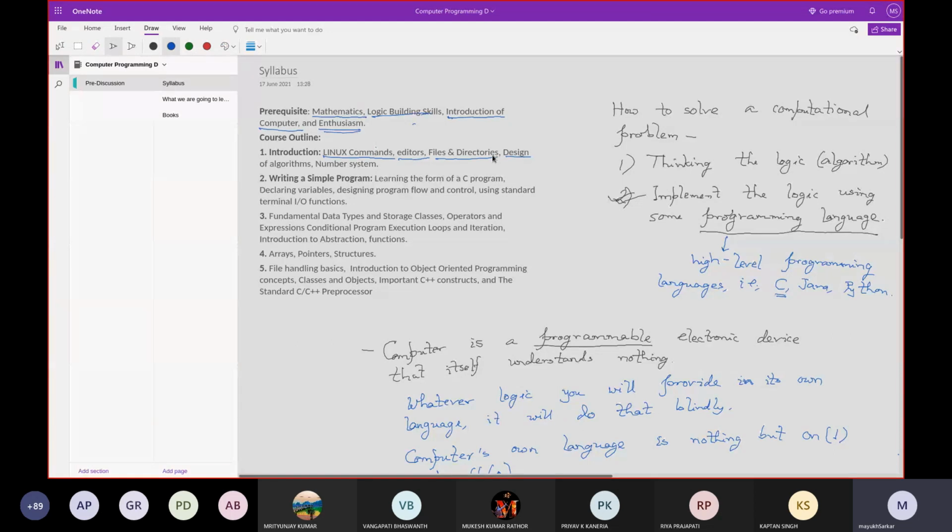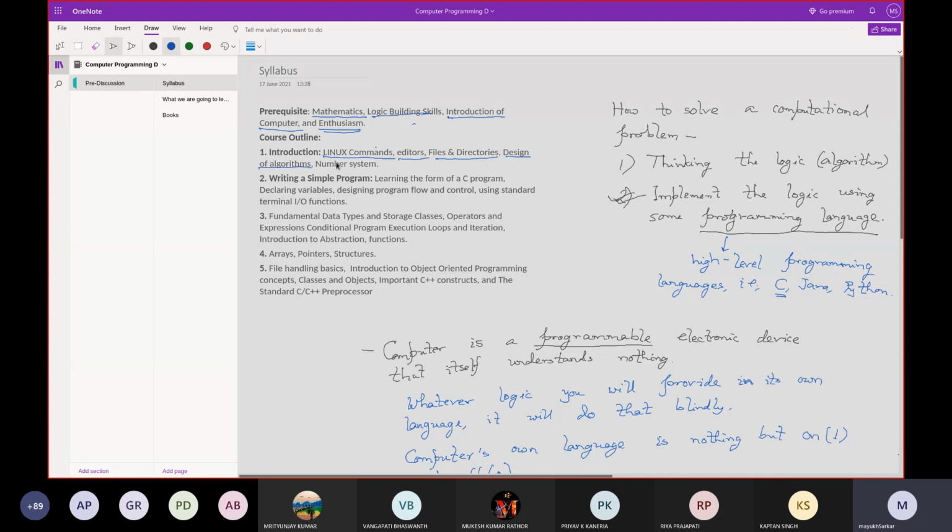Eventually, how everything inside the computer works. Okay, and what is happening when you write a particular program. Not only a particular program, what is happening when you execute some software on your machine, what is happening inside. Okay, that will be discussed as the introduction in details.